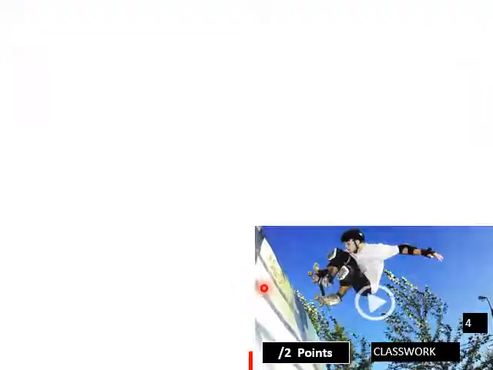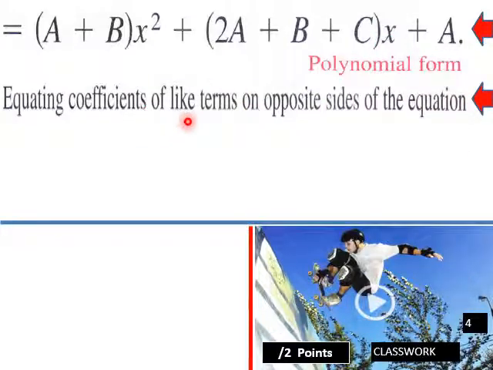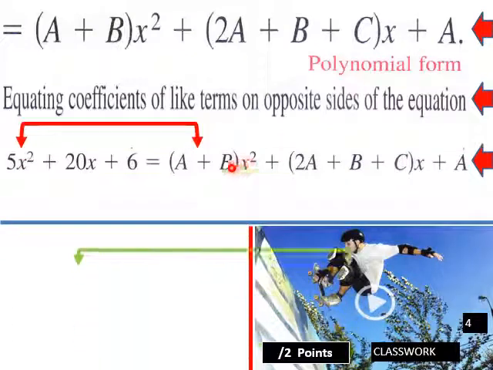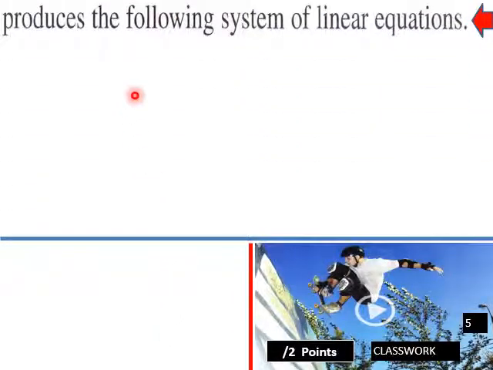After we do our expansion, we have our polynomial form: A plus B x squared plus 2A plus B plus C x plus A. Then we equate coefficients of like terms on opposite sides of the equation. 5x squared will become A plus B x squared, and then 20x will be 2A plus B plus C, and then our constant here will be A. So here's our setup.